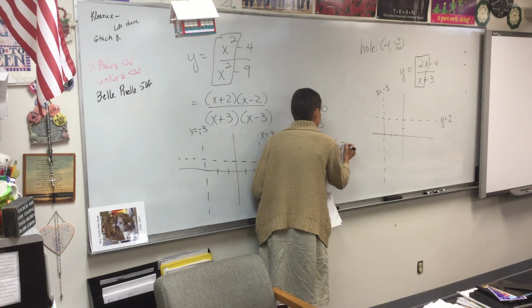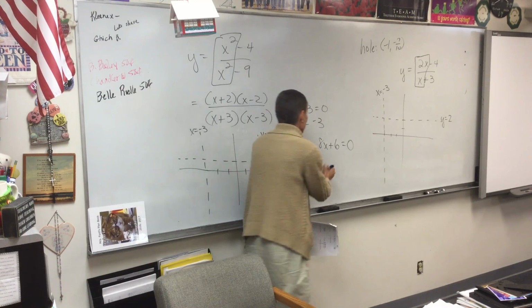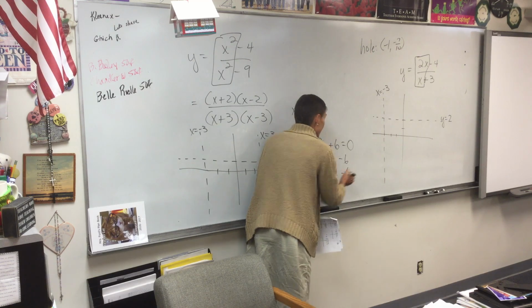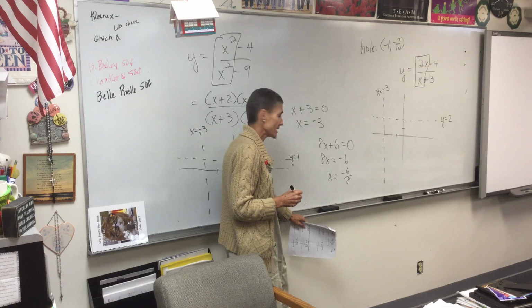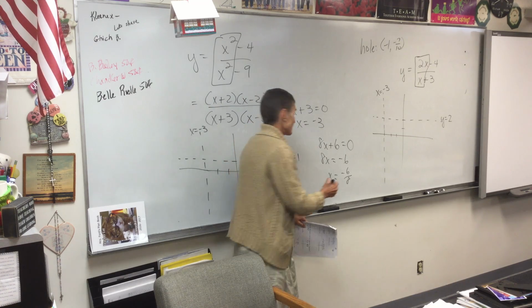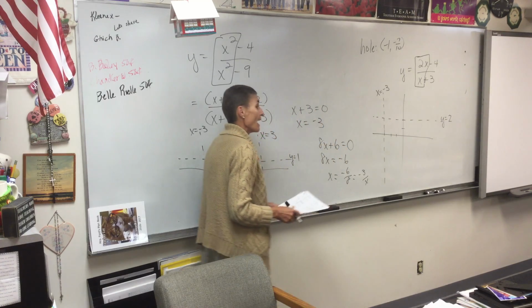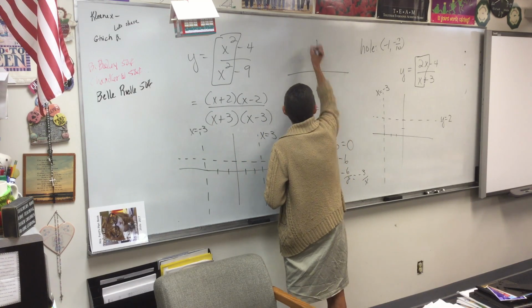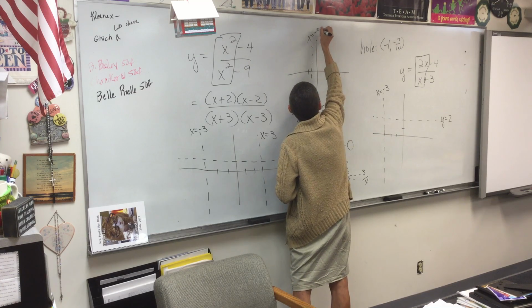8x plus 6, where is that 0? That's where the asymptote will be. So we subtract 6 and divide by 8. See how he got 6/8? Did you say 6/8 or 8/6? 6/8. So negative 6/8, which is negative 3/4. So you're going to have a vertical asymptote at x equals negative 3/4.